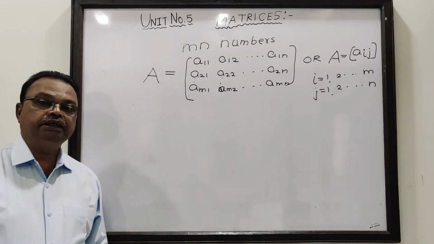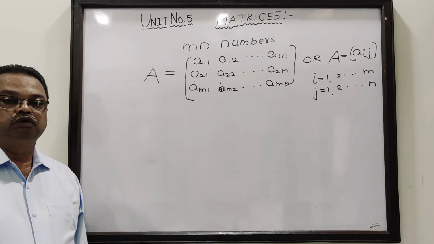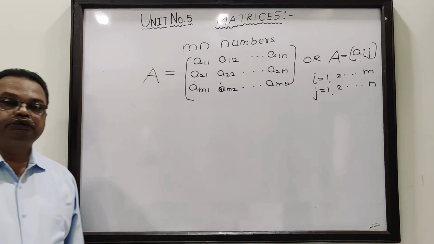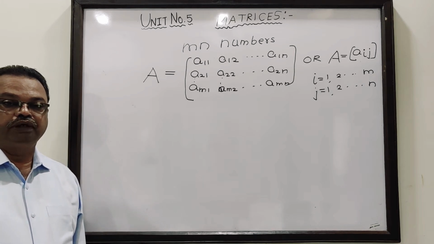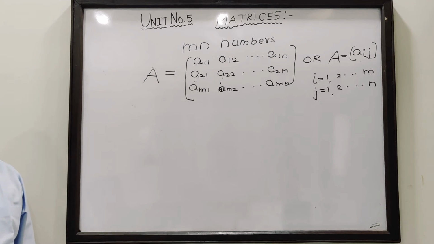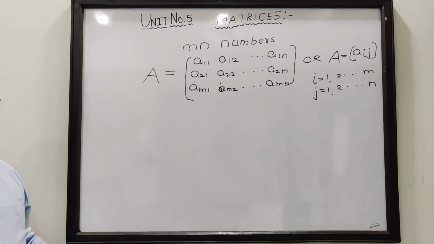Then what you learned in your 12th standard regarding how to find the inverse of a matrix. To find the inverse of a matrix, the necessary condition is that the matrix should be non-singular. Means the determinant of that square matrix should not be 0. Then and only then can we find the inverse of a matrix. Then you know the types of the matrices.